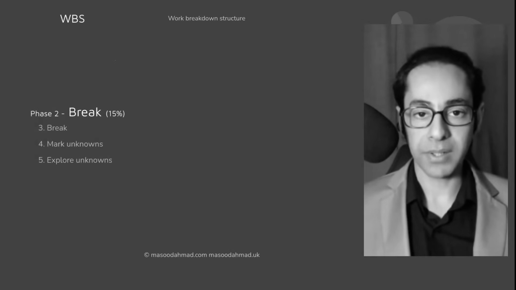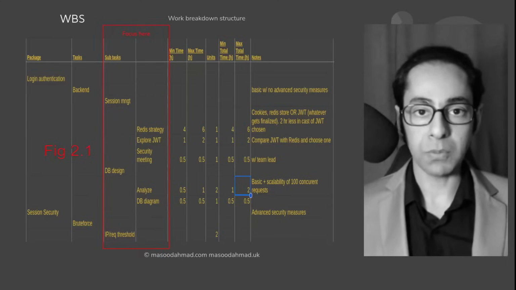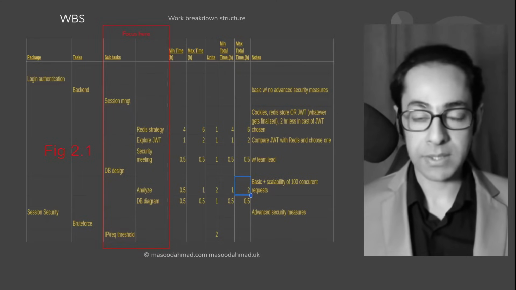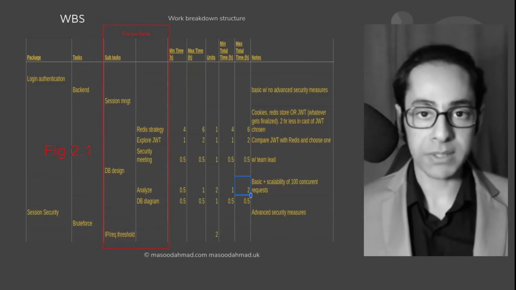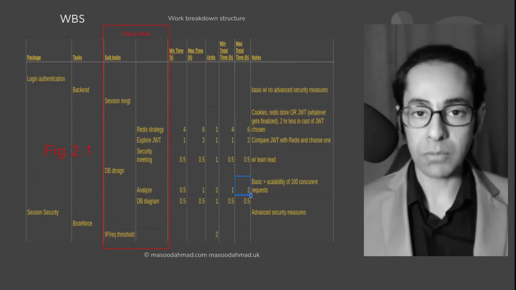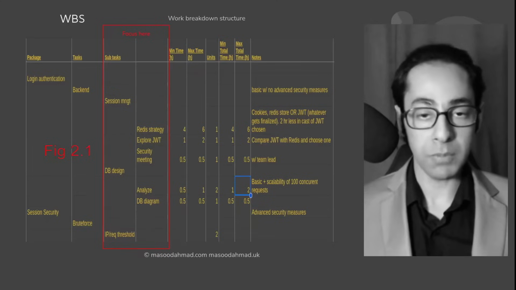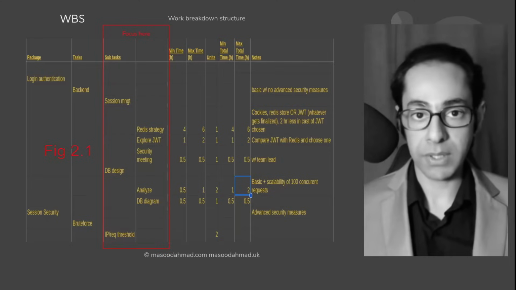Phase 2, break. Now is the time to break the things you made in step number 1. You can have level 4, 5, 6. How much? It depends on the project, the requirements. The more stages, the more accurate, but more time consuming. Maybe you don't need to break so much. It doesn't matter. You have to ask and discuss with your lead.